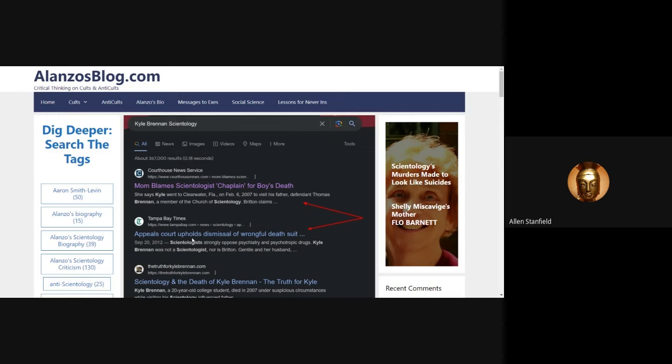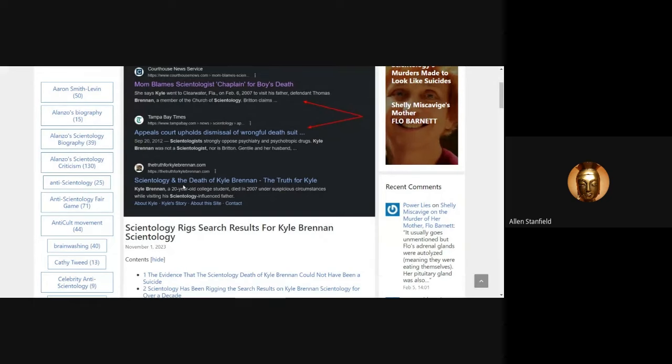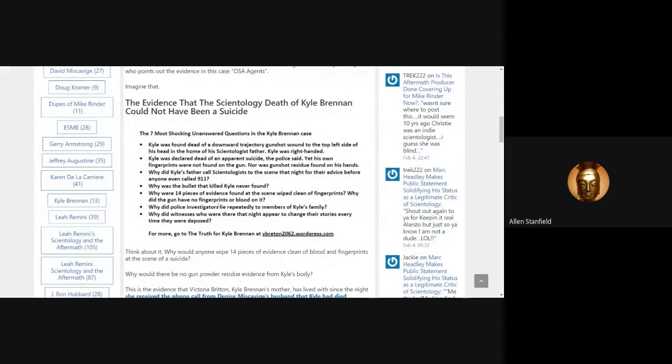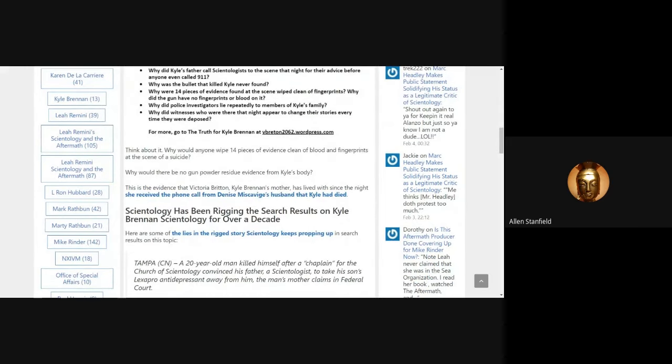Then you've got this Tampa Bay Times article that's also appearing at the top of search results, written by Scientology's boy, Tom Tobin, at the Tampa Bay Times. Ask Serge Del Mar about Tom Tobin, okay? He'll let you know all about him. And then you've got the hit in Google search results, which is all about Kyle Brennan Scientology, which is Victoria Britton's blog. And so I have here in this blog post the evidence on the death of Kyle Brennan, which proves it could not have been a self-unalignment.